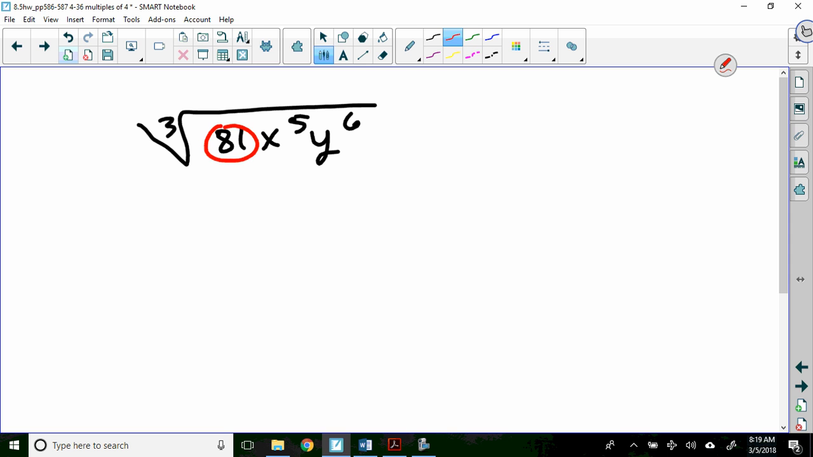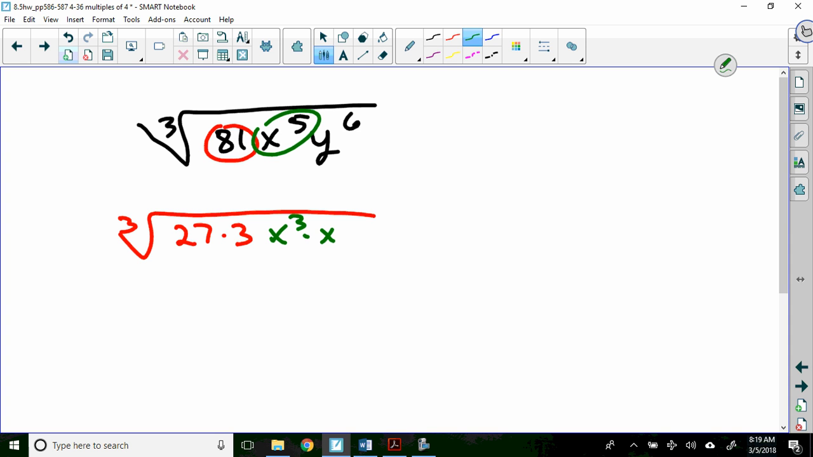If we look at this 81, 81 is the same thing as 27 times 3. And x to the 5th is really the same thing as x to the 3rd times x squared. And y to the 6th is really the same thing as y cubed, y cubed.